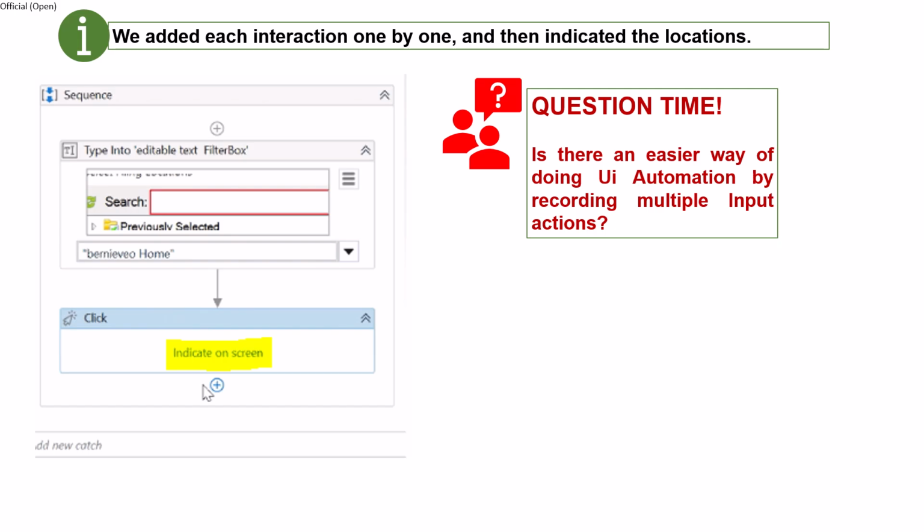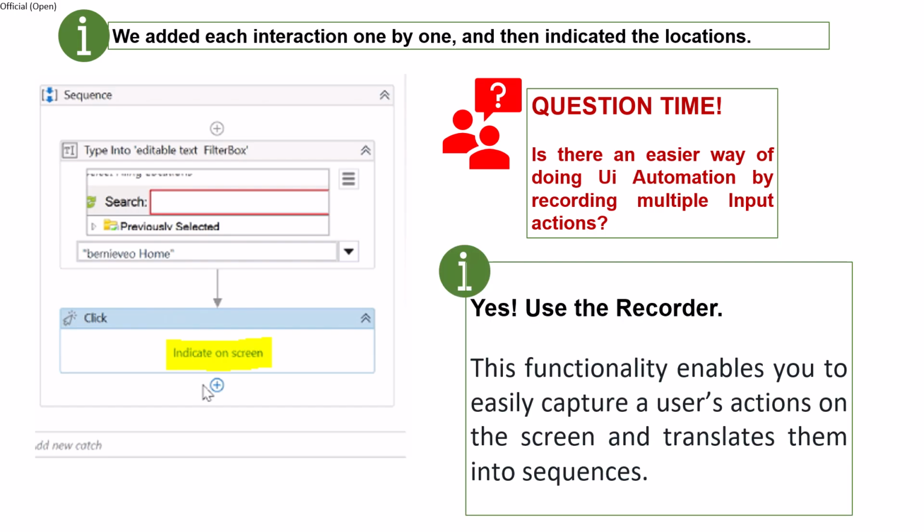If you want to make it easier to record multiple input actions, one way is to use a recorder. This functionality is in all the UiPath versions. The recorder allows you to easily capture a user's actions and then translate them into sequences. When you use the recorder, you can do multiple actions, and those actions are then translated into what you see on the left side in the sequence.